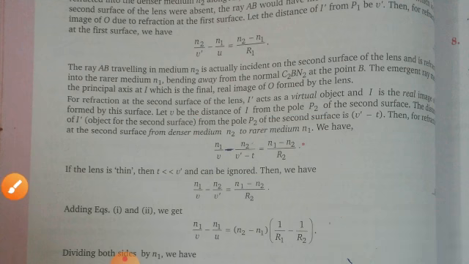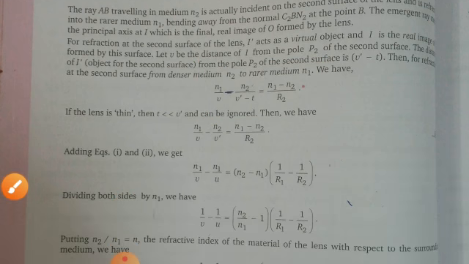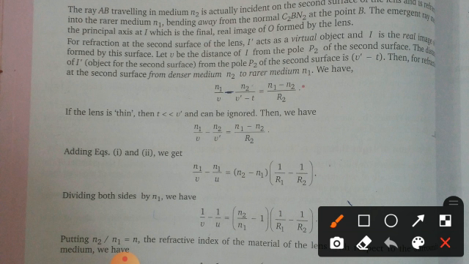So we can write here, if the lens is thin, meaning the thickness is very small, T can be ignored. Then N1 upon V minus N2 upon V dash, and we can remove the thickness of the lens. Clear? If the thickness of the lens is very small, the formula changes to N1 upon V minus N2 upon V dash is equal to N1 minus N2 by R2. Fine. Now adding equation 1 and 2. Where is equation 1? This one is your equation number 1 and this one is your equation number 2.